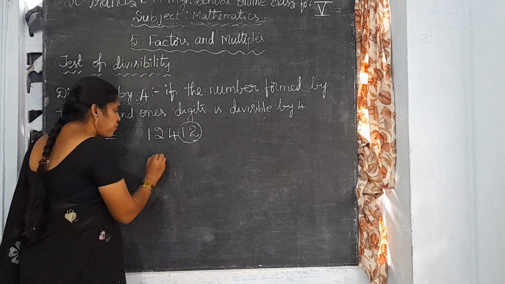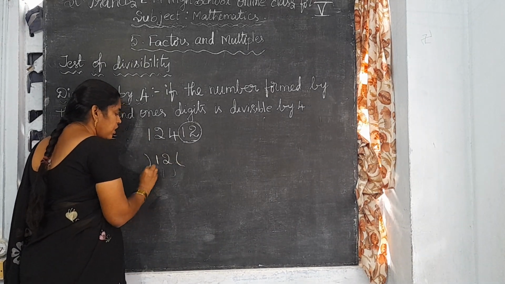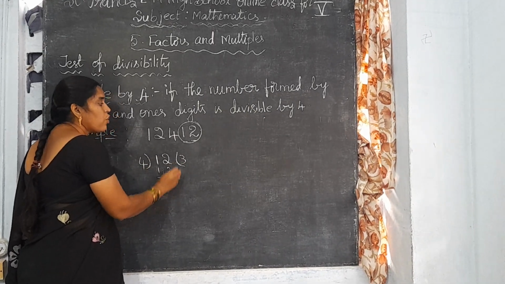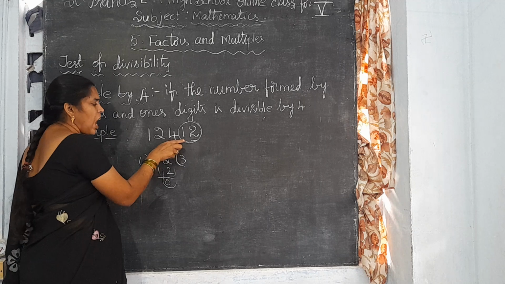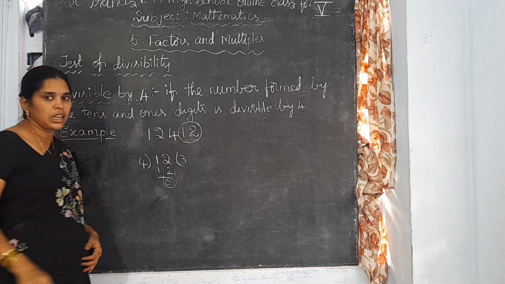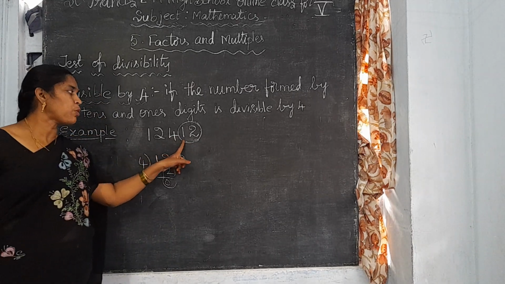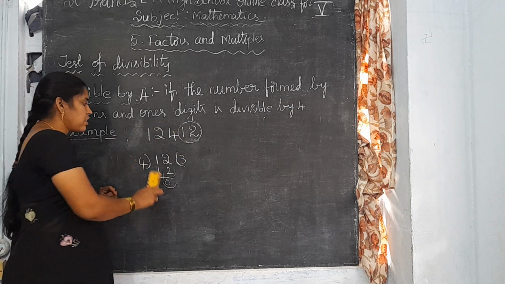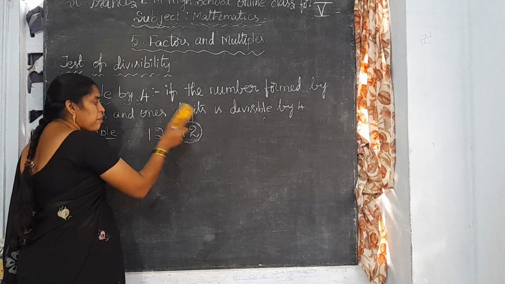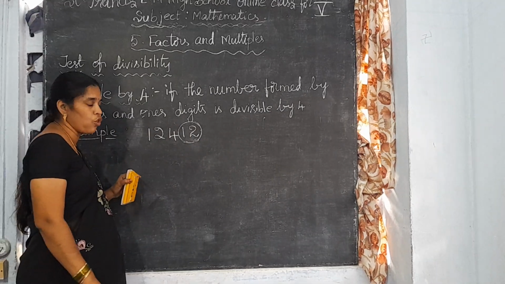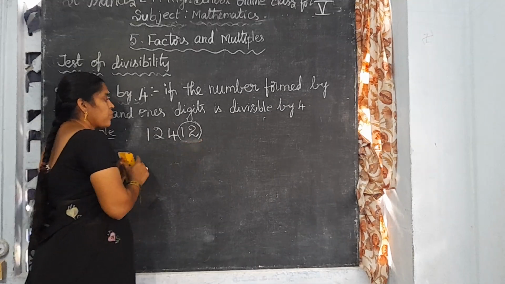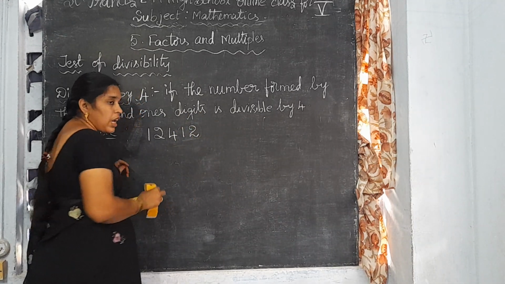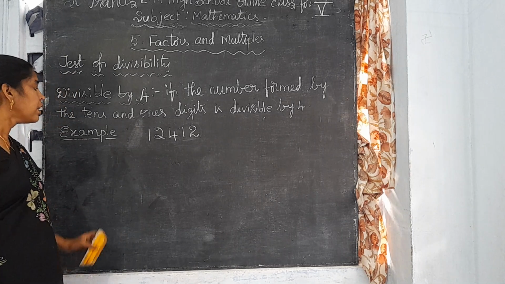Is 12 divisible by 4? See, 4 threes are 12, so it is divisible by 4. Just check the last two digits, that is enough. That means the tens place digit and ones place digit. If that is divisible by 4, then the number is divisible by 4. See, no need to check by actual division. Okay, is it clear?